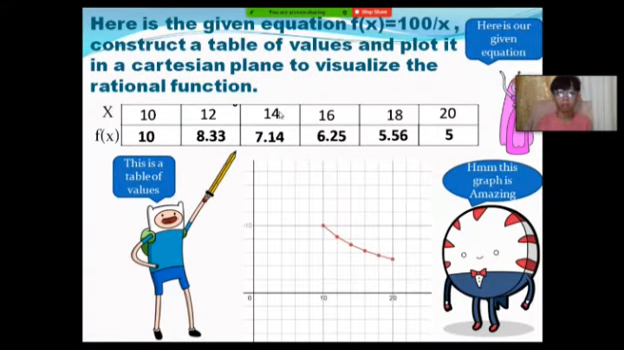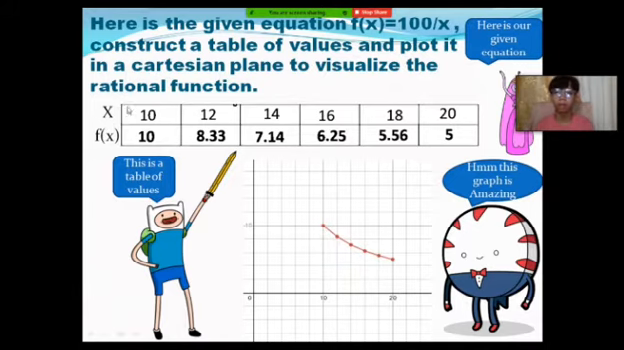Here is a given equation: f of x equals 100 over x. Construct a table of values and plot it in a Cartesian plane to visualize the rational function. All I did here is substitute my chosen values of x into the given equation, and here are the outcomes, as we can see in the table of values.